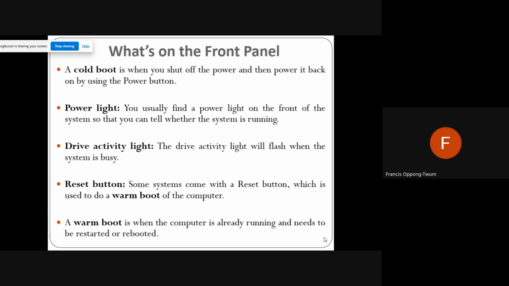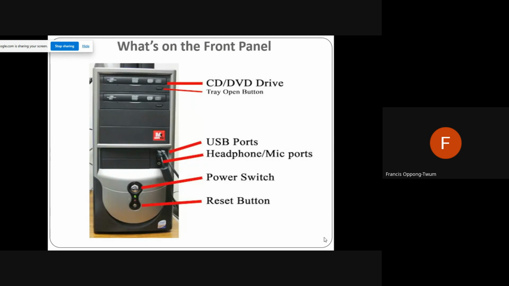If you do that, that can be classified as a warm boot. And we also have the cold boot. Cold booting is when you shut off the computer and then power it back on by using the power button. That is what we call cold booting. If you look at it, this is the older desktop where you can see most of the things that we are talking about: the reset button, the power switch, the USB, the DVD, the microphone and the ports. All those are there for you to look at.